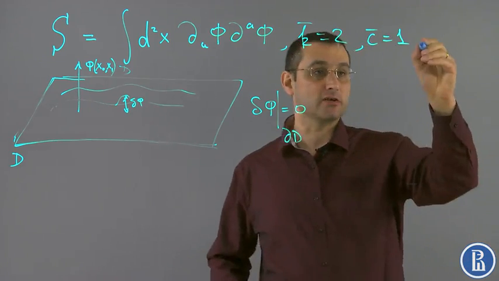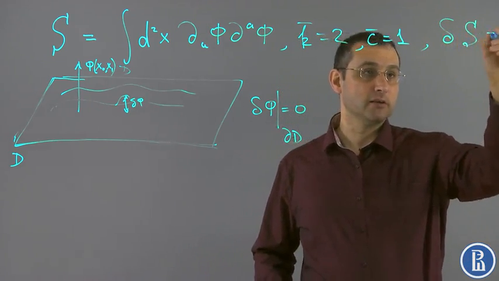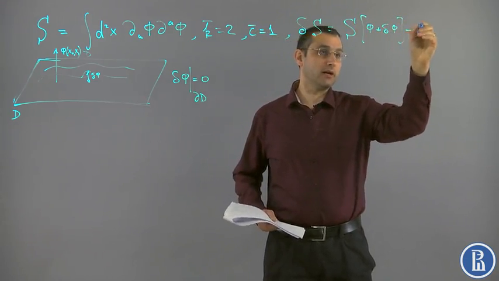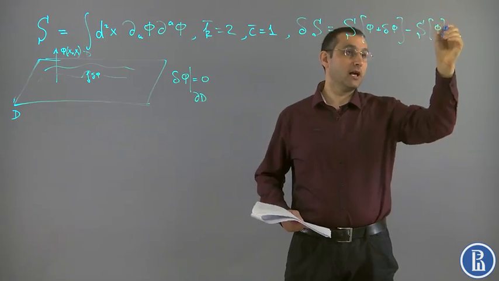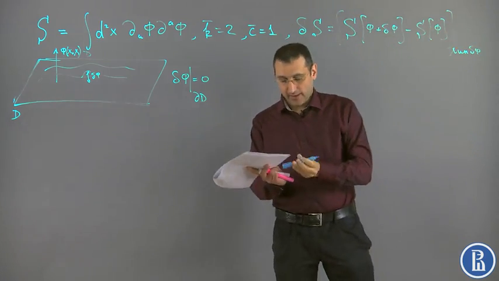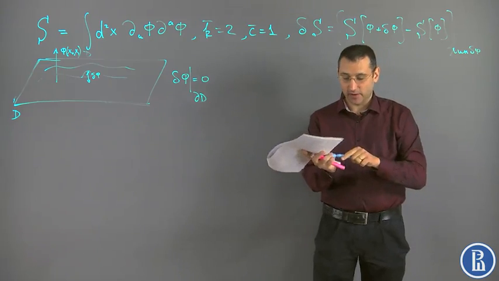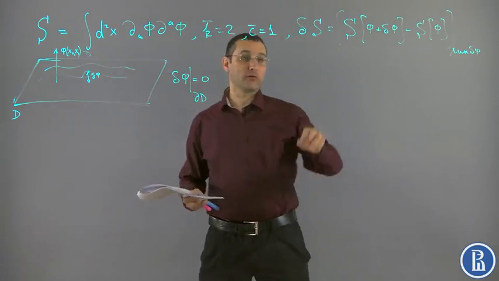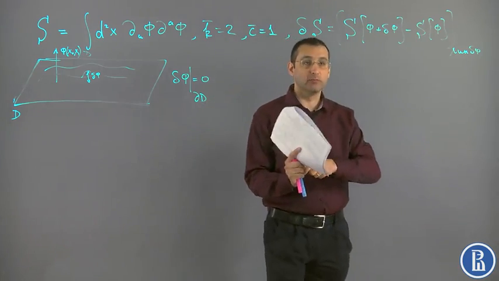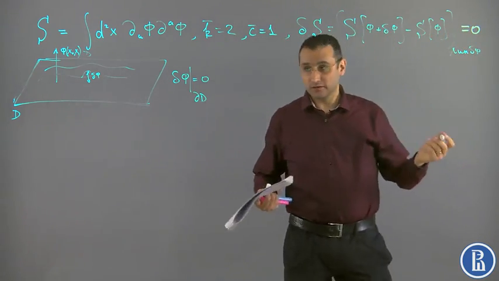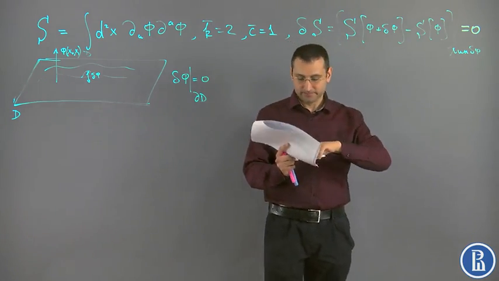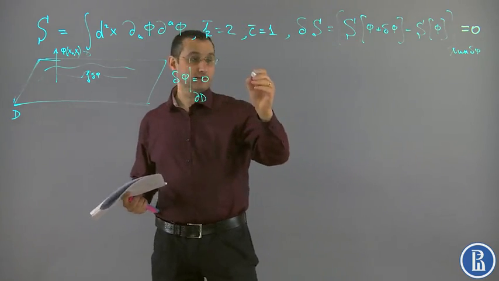So the variation of the action is just the difference S of phi plus delta phi minus S of phi, to linear order in delta phi. The least action principle says that the equations of motion for phi follow from the extremum of this action. At its minimum, or at its extremum, the variation is equal to 0. So after finding the variation, we want to finally put it to be 0. Let us see what this is.